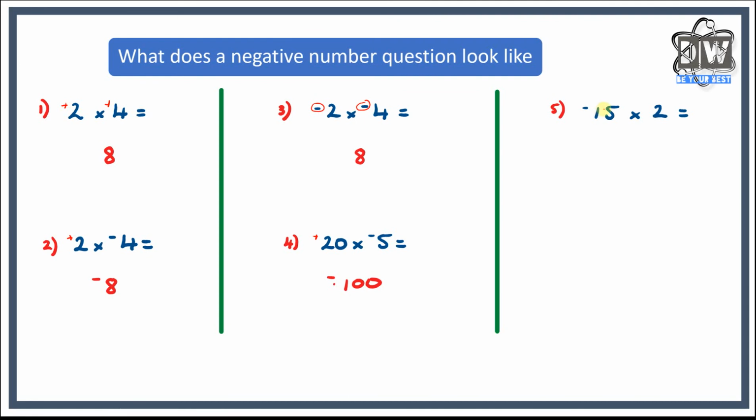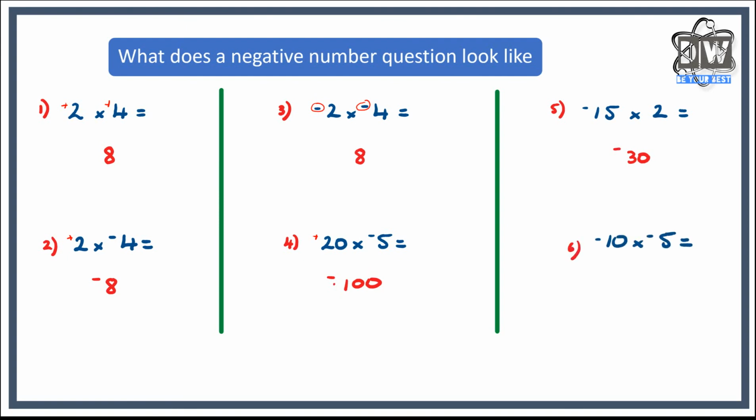So on this one, we've got 15 timesing by 2. We know our answer will be 30. Is it going to be a positive or a negative? Well, I've got a minus here and a positive here, so they are different, so my answer will be a minus. Last but not least, here we go, everyone.